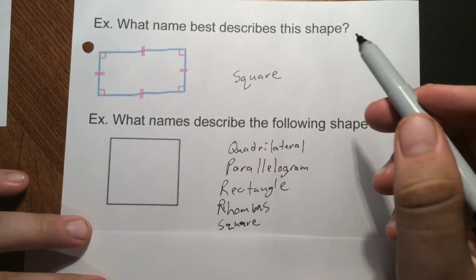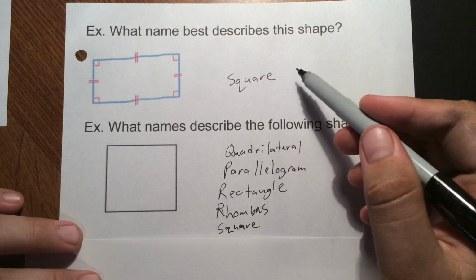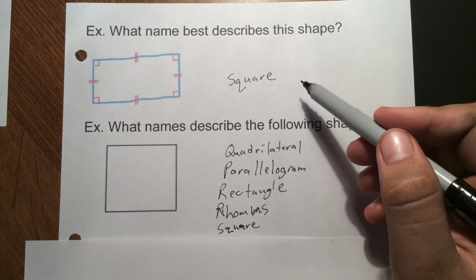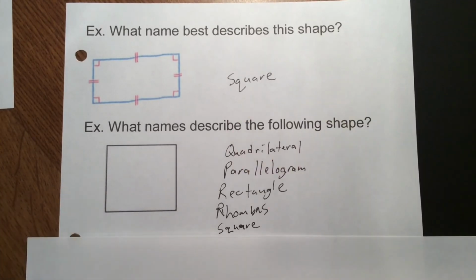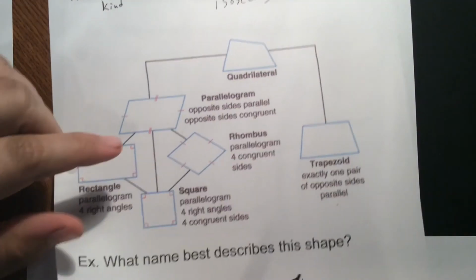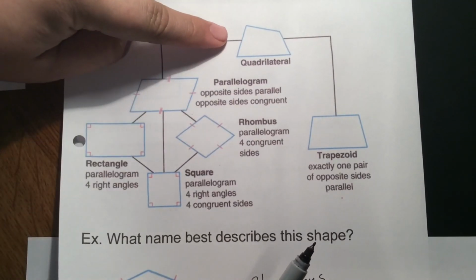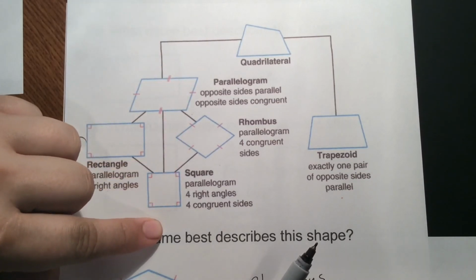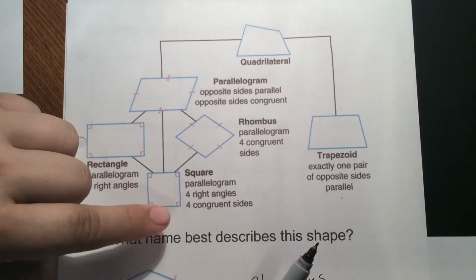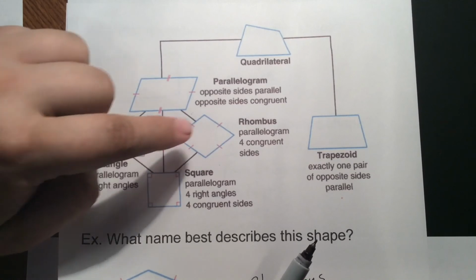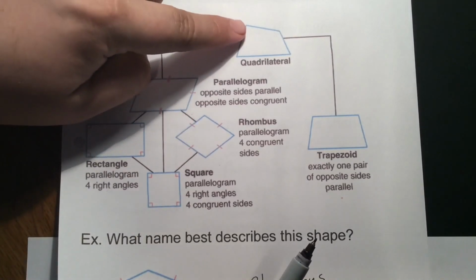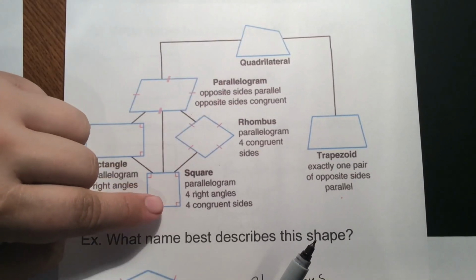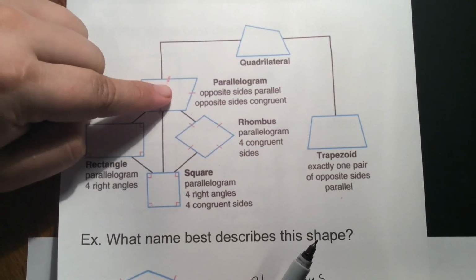So, sometimes it'll say, what's the best one? What would be the best way to describe it? Because if you go back to this here, this is just a general name. The further we go down, the more precise we are. So square means it's also a rectangle, it's also a rhombus, it's a parallelogram, and it's a quadrilateral. So it means everything above it, but yet it doesn't mean everything below it.